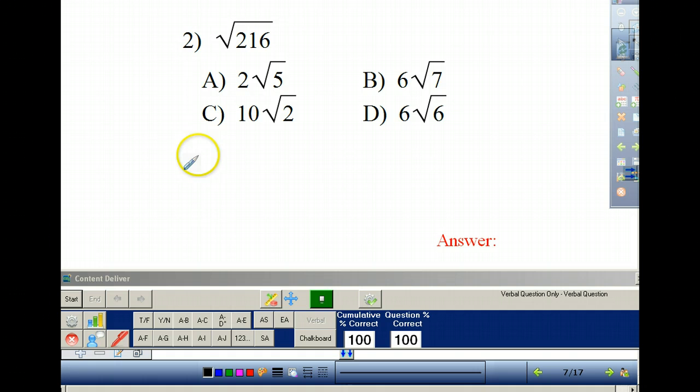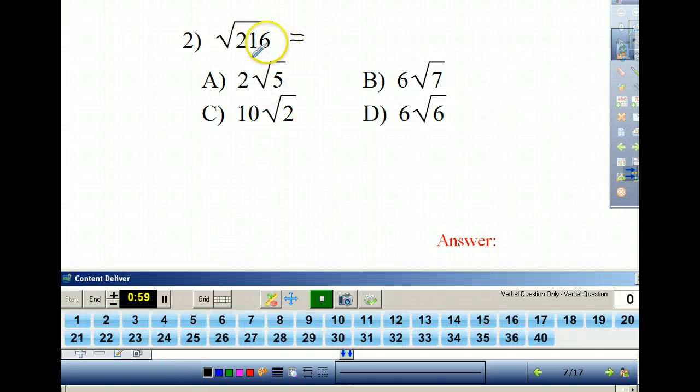Now some of you have calculators that you just plug in square root of 216 and it tells you what the answer is. Others, if you don't have a calculator like that, you're going to have to find out what is the largest perfect square that goes into 216. So 4, 9, 16, 25, 36, 49. You have to find what the largest perfect square that goes into 216. And it helps a little that you have multiple choice because you can work backwards a little bit.